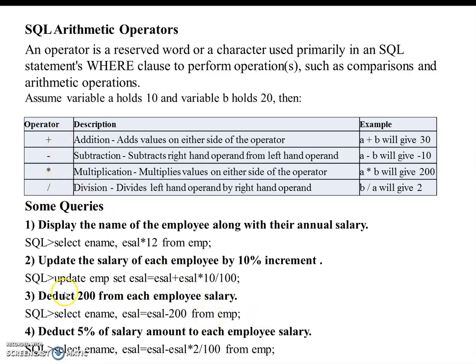Let us take one more example: deduct 200 from each employee salary. To evaluate such a query, I will write select ename, comma, esal equal to esal minus 200. They have asked to deduct the 200 amount from the employee salary, hence the salary can be evaluated as the actual salary minus 200. So here I have used the minus or subtraction operator. Kindly use all these operators within your practical sessions.